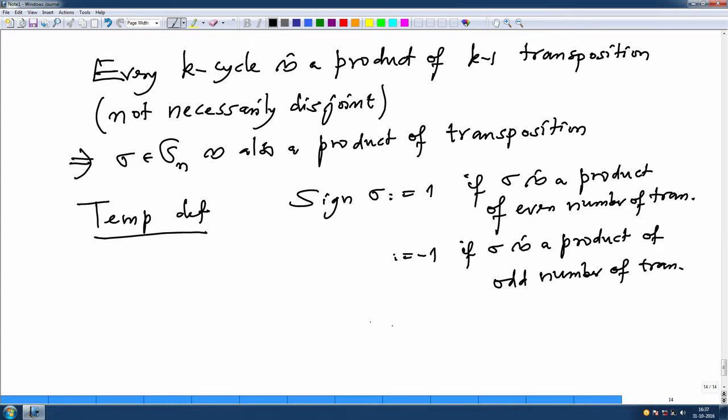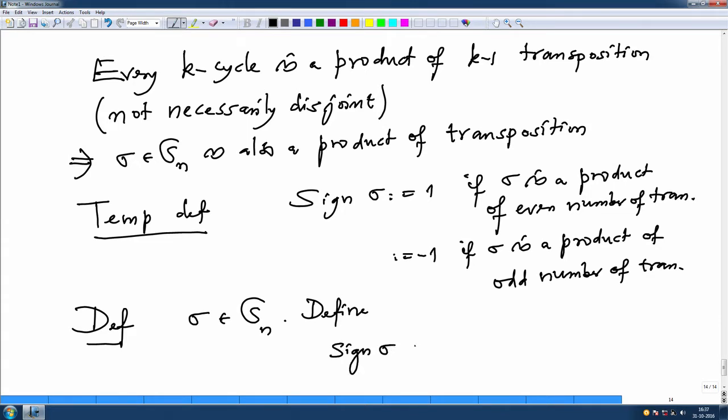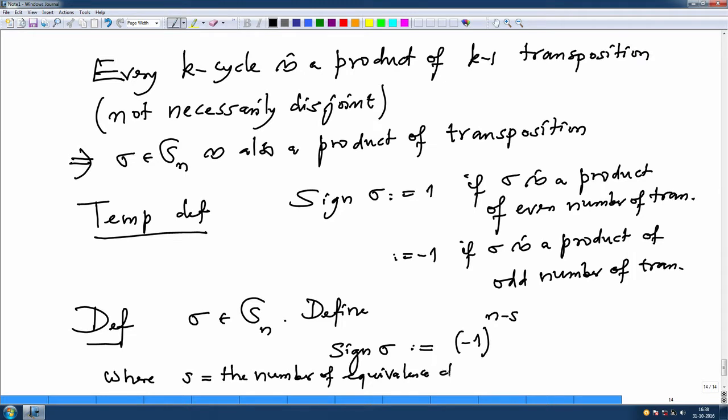So I do not want to define it this way. I propose a definition: given sigma, I want to define sign of sigma by minus 1 power n minus s, where s is the number of equivalence classes of the equivalence relation given by this sigma.